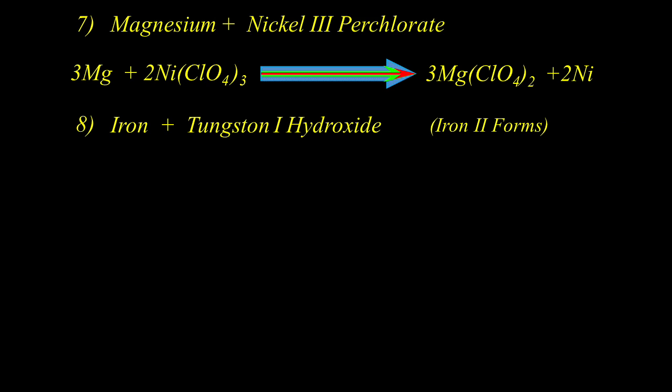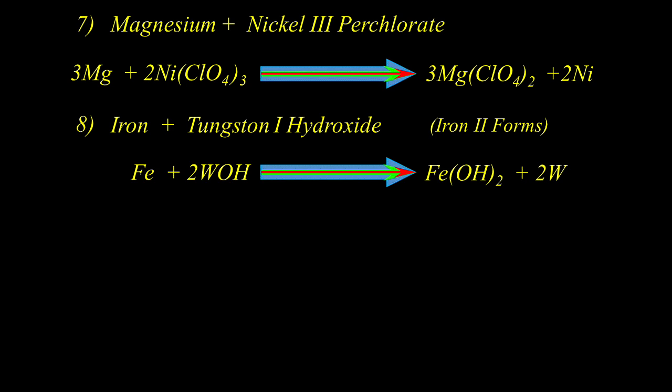All right, the next one, you have iron plus tungsten 1 hydroxide. Now, you have to know what the cation is going to be, and in this case, we're going to say that it's going to be iron 2. So you have iron, that'll become iron 2. That's going to displace or replace the tungsten 1.